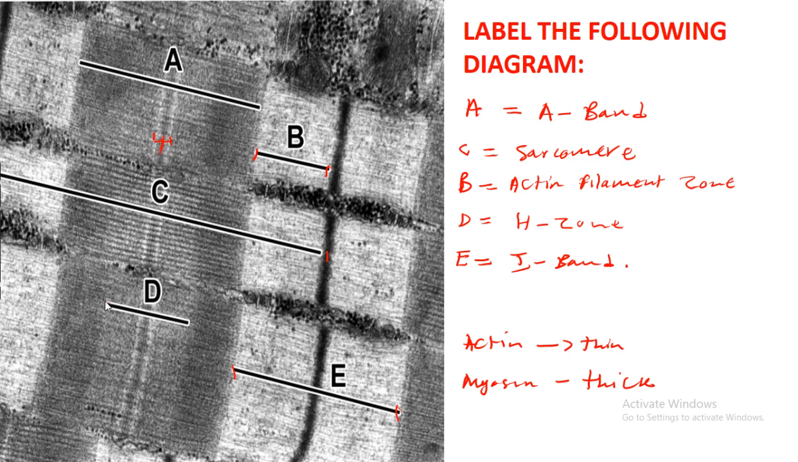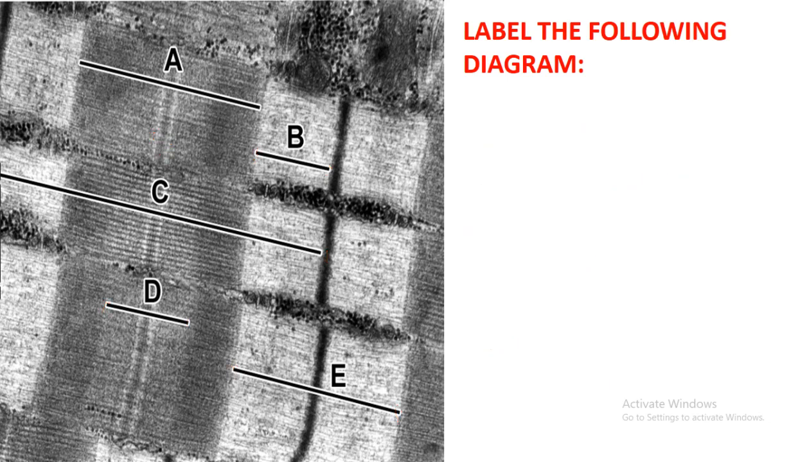Then you have this light part of the dark region, which is just known as the H zone. Then you have from that region to that region, which is the I band, and it normally has the actin. The I band is separated into two by the Z disc or the Z line. So that's it for this diagram.